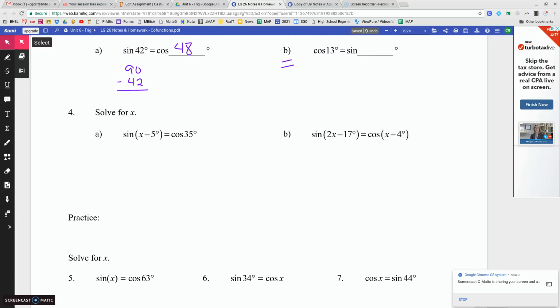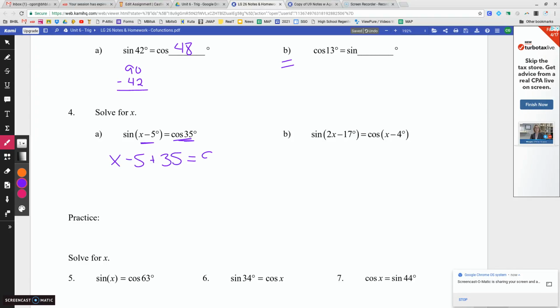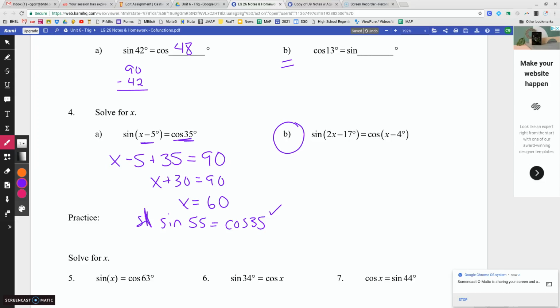Again, I know that they're equal, so I know that my angles right here must be cofunctions. They must be complementary angles. So that means that x minus 5 plus 35 has to be 90 degrees. So I have x plus 30 equals 90, so my x value must be 60. So when I plug this in, I have that the sine of 55 is equal to the cosine of 35. And I can put that in my calculator and I can verify. You can now solve for letter B.